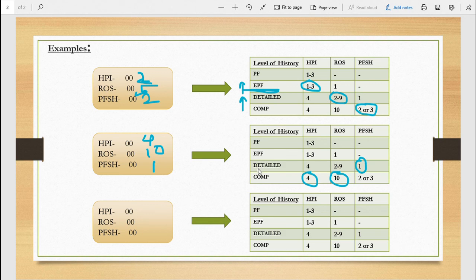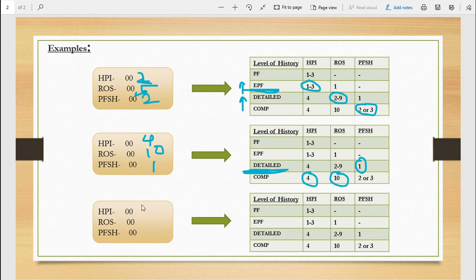So think about detail. For detail, 4 points are required in HPI, and you have 4 points. 2 to 9 points are required in the ROS section, and you have 10 points, so that is also possible. And PFSH 1 point is required. In your example you can see 1 point is given. So this is detailed. The level of history of the second example is detailed. Let's see the third example.